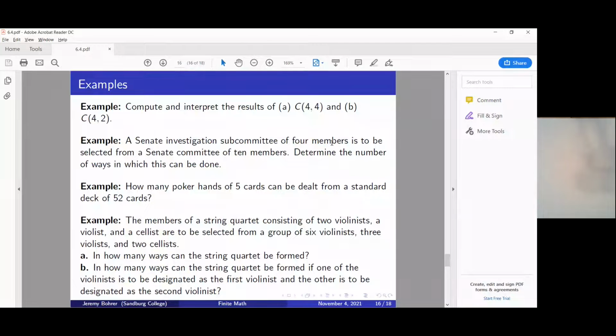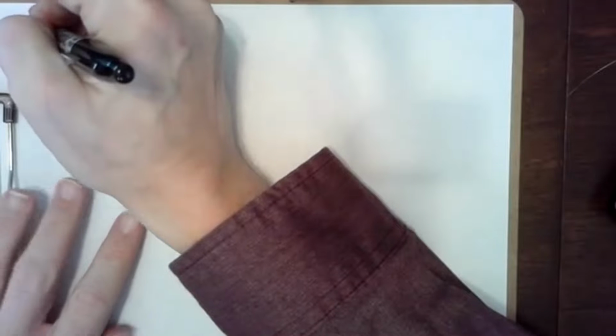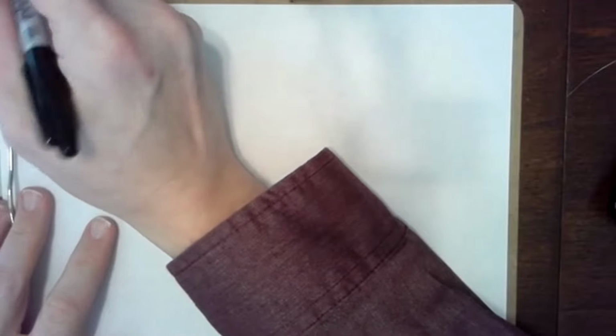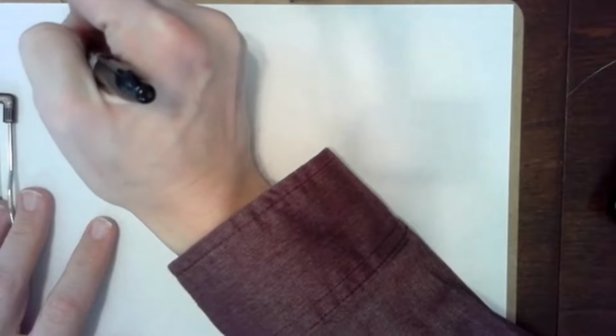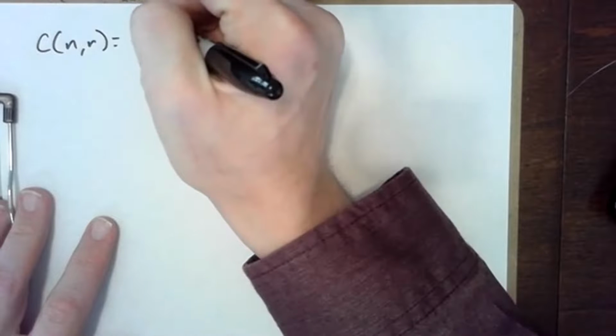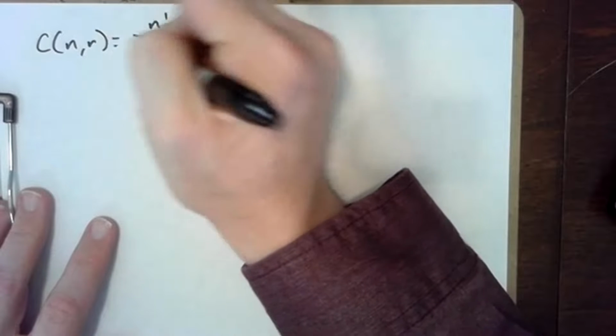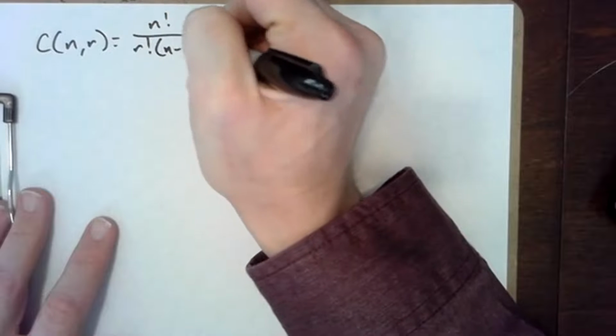Looking at these problems on page 16 of the 6.4 slides. Our first problem is to compute and interpret the results of C(4,4) and C(4,2). So remember that we're looking at the number of combinations of 4 items taken 4 at a time, and we'll use our combination formula, which is C(n,r) equals n factorial over r factorial times (n minus r) factorial.